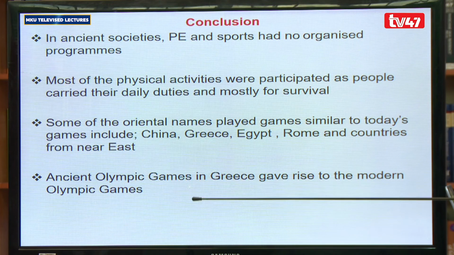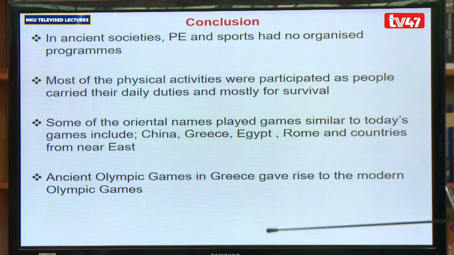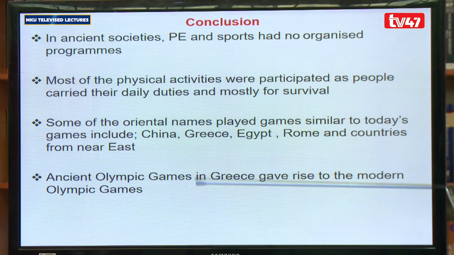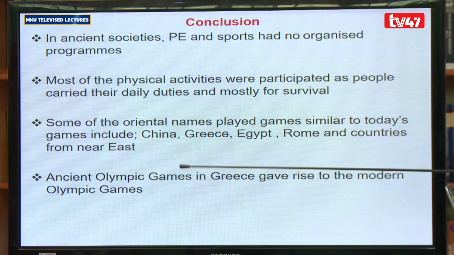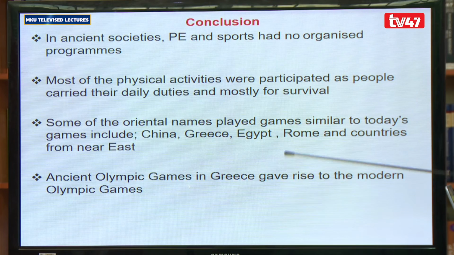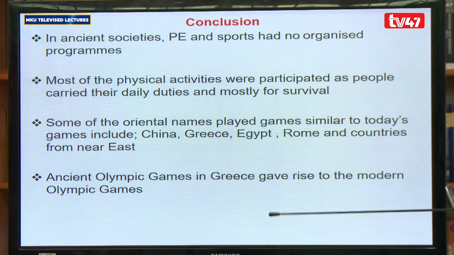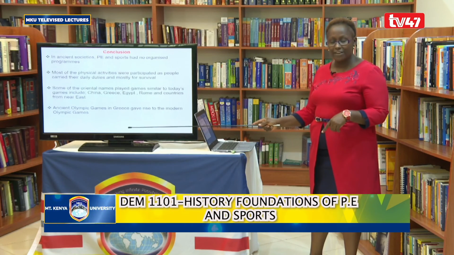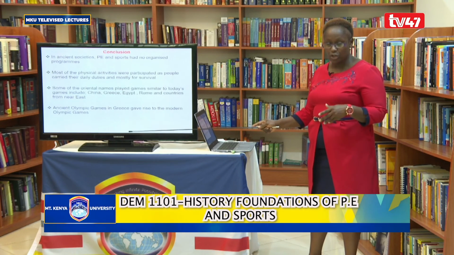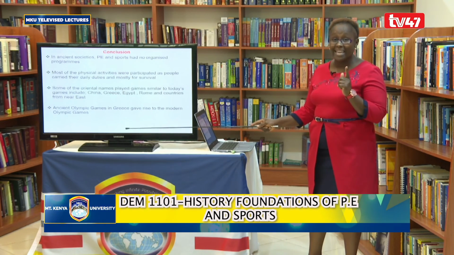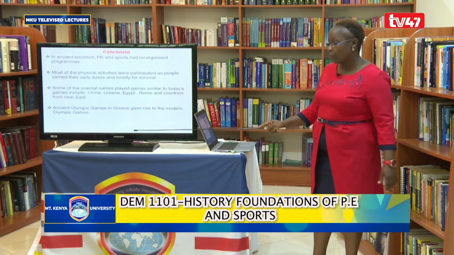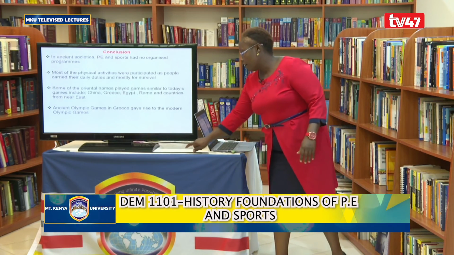The ancient Olympic Games in Greece gave rise to the modern Olympic Games that we have today. The ancient Olympic Games in Greece, which started as just a natural festival, gave rise to the games we call the Olympic Games, which is the biggest games event in the world, rather the biggest sports event.